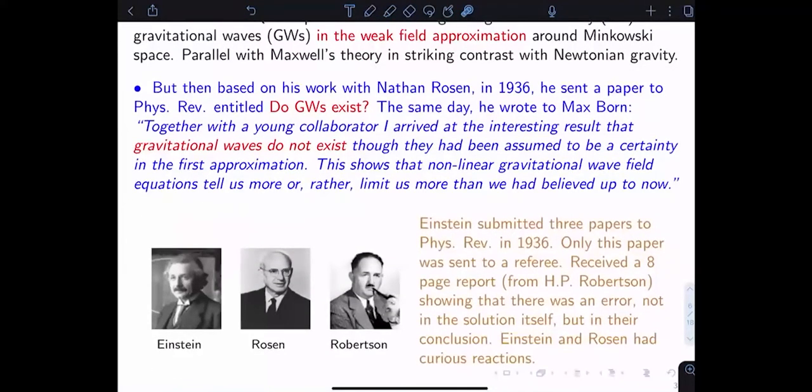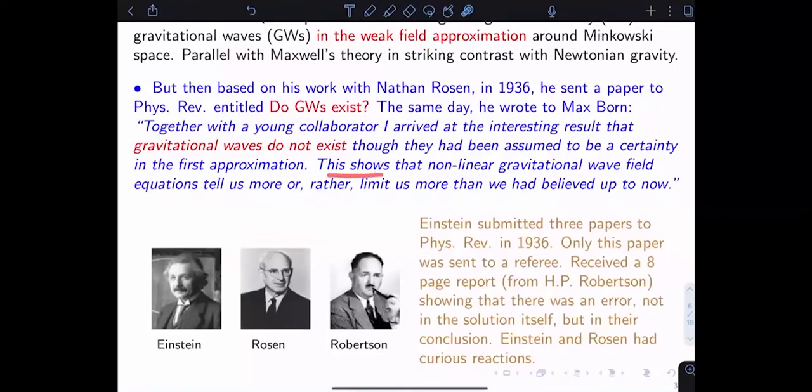But then, based on his work with Nathan Rosen, who is shown here, a famous Israeli physicist, in 1936, Einstein sent a paper to Physical Review entitled "Do Gravitational Waves Exist?" And the same day, he wrote to Max Born, the famous quantum physicist, saying, together with a young collaborator, Nathan, I arrived at the interesting result that gravitational waves do not exist, even though they had been assumed to be a certainty in the first approximation, the weak field approximation, the linearized approximation.